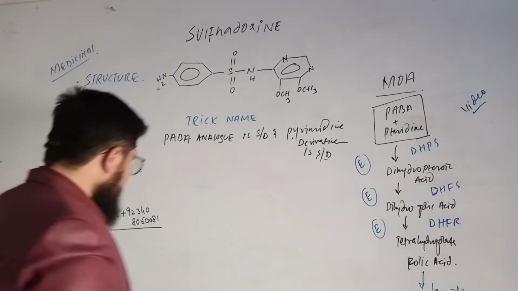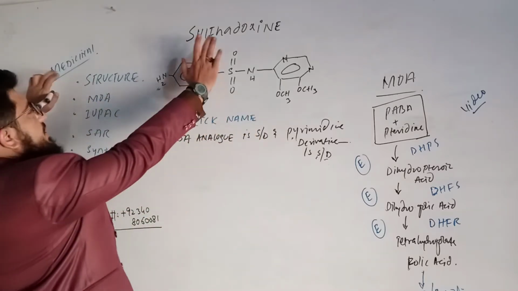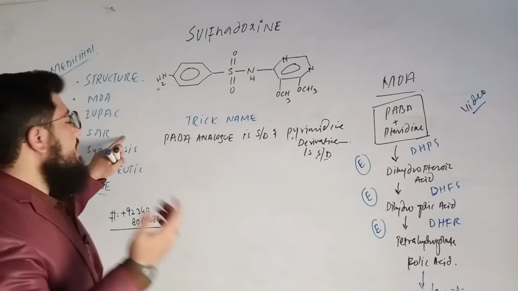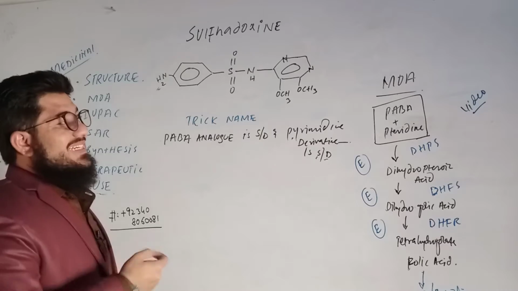The topic of today's discussion is sulfadoxine, and we'll talk about the medicinal chemistry of sulfadoxine. We'll talk about the structure, the mechanism of action, IUPAC name, SAR, synthesis, therapeutic uses, and etc.